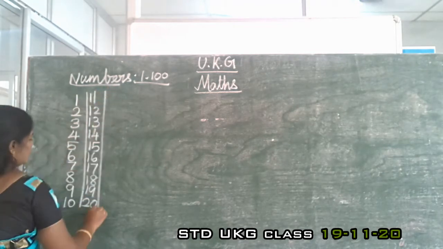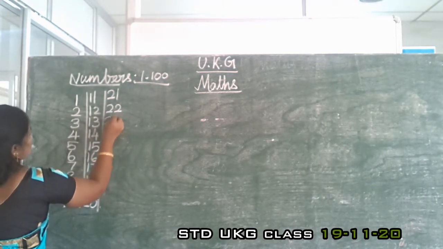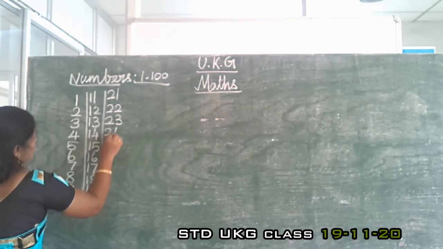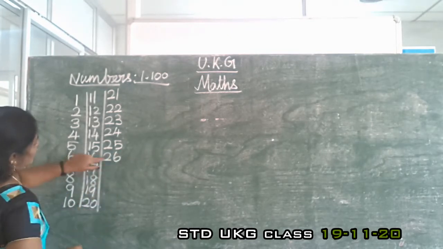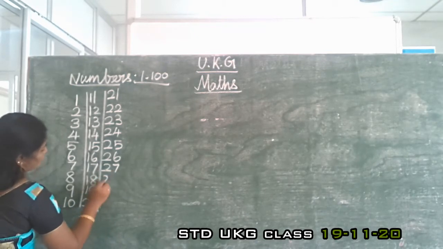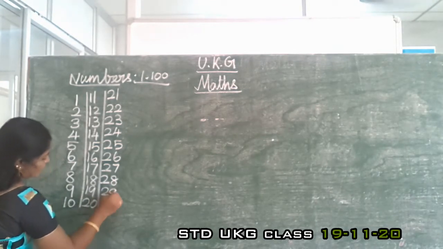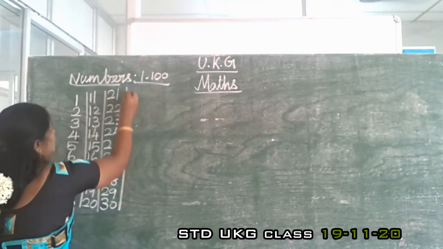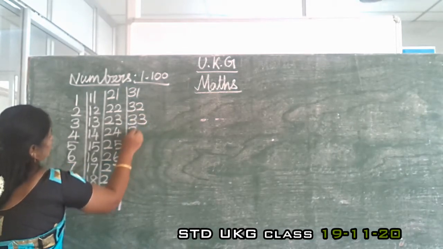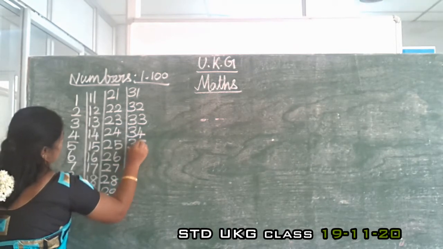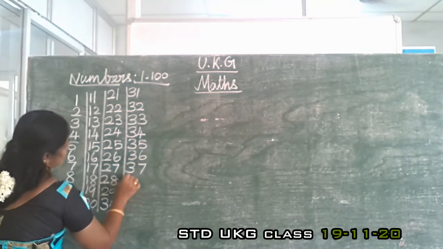20, after that 21. 21 after 22, 22 after 23, 23 after 24, 24 after 25, 25 after 26, 26 after 27, 27 after 28, 28 after 29, 29 after 30, 30 after 31. 31 after 32, 32 after 33, 33 after 34, 34 after 35, 35 after 36, 36 after 37, 37 after 38.